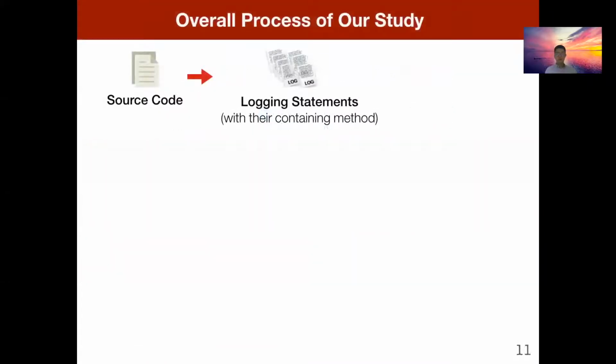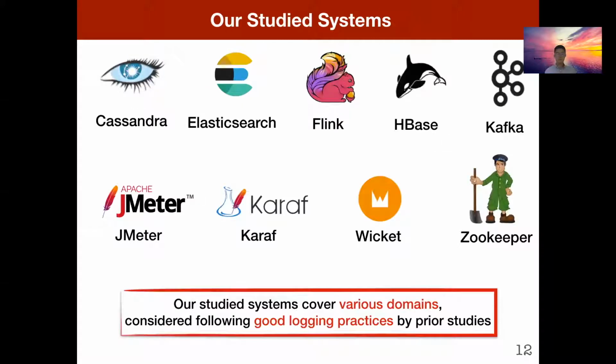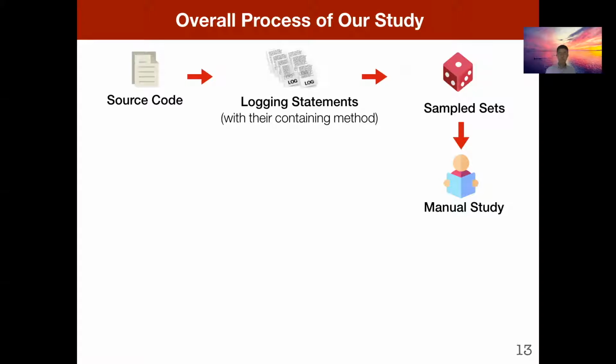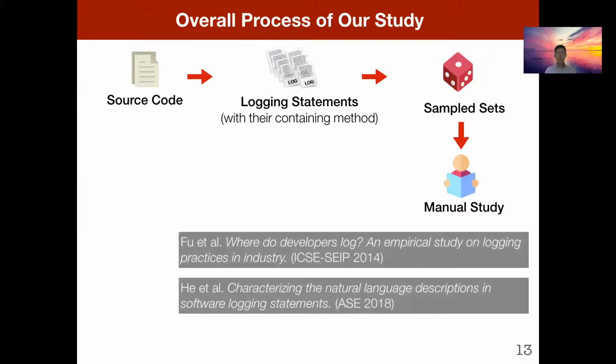For the overall flow of our study, first, we start by extracting logging statements with their containing methods from 9 open source systems. They cover various domains and are considered to follow good logging practices by many prior log-related studies. After extracting logging statements, we then randomly sample some of them to manually study their characteristics. Specifically, we study the characteristics of their logging locations and log messages by leveraging and refining the categories derived from 2 prior studies.